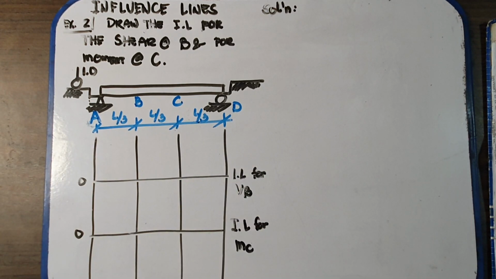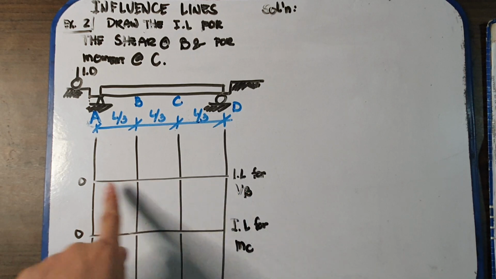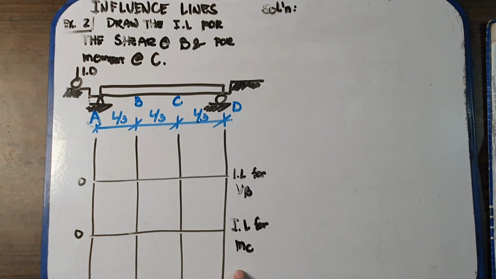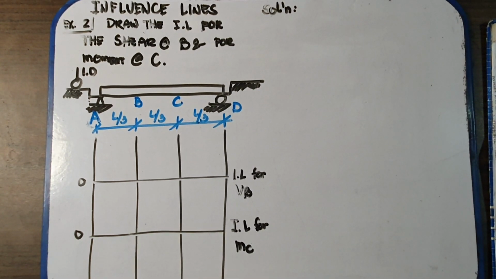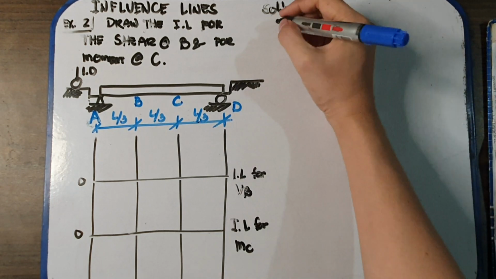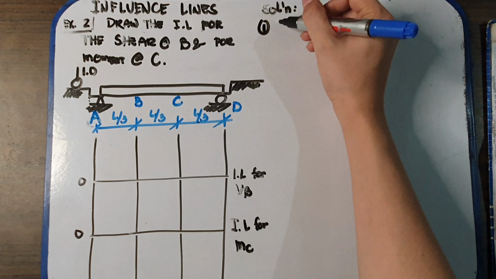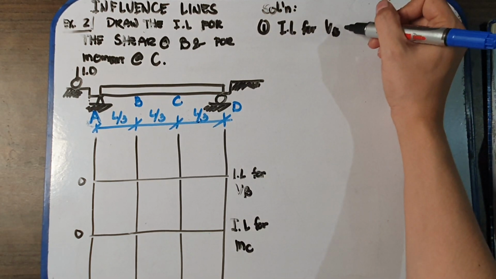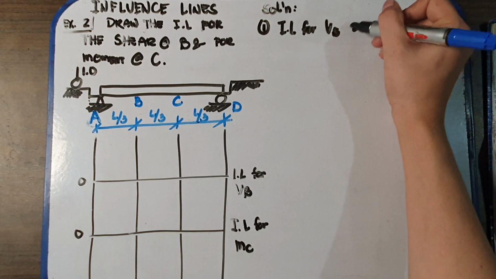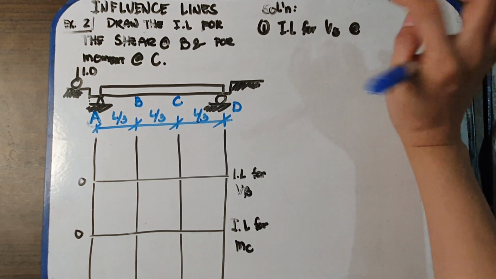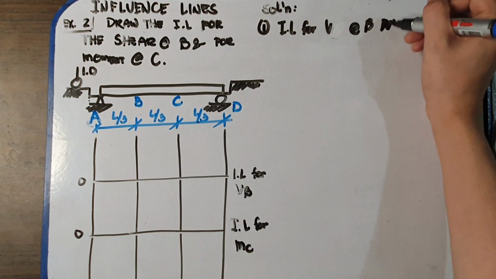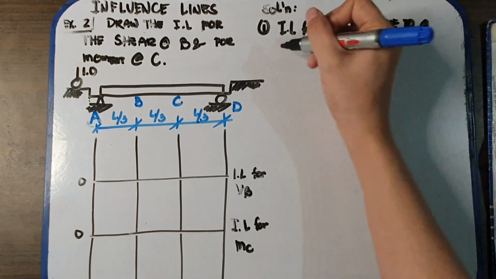Okay? Next, this is the figure where we will draw the influence line for shear B and also the influence line for the moment at C. So, ano yung gagawin natin? Step number 1 or solutions. Okay. We have to draw the IL for shear at B due to a unit load.